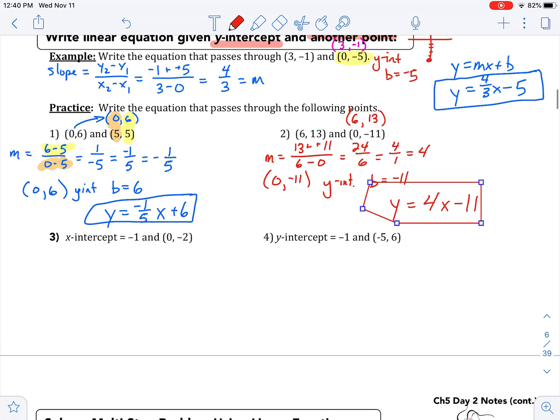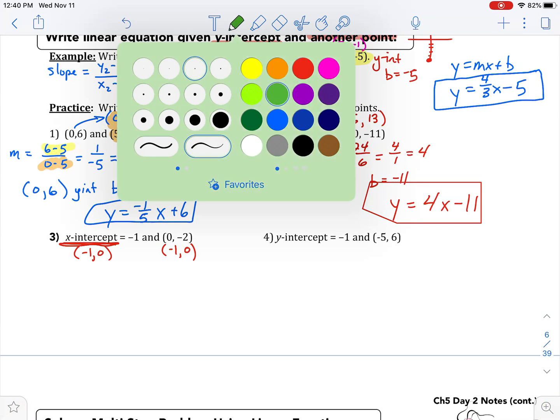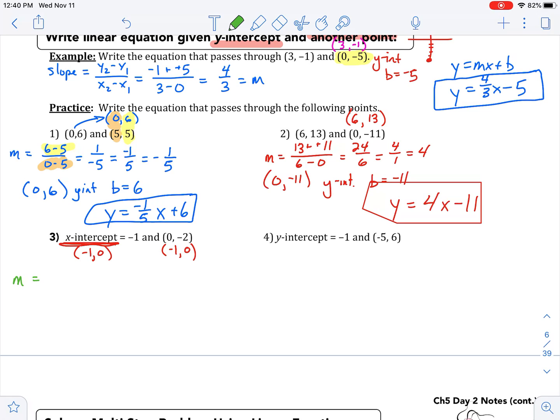As I look at the last two here, again, I do need to recognize that it says the x-intercept is negative 1. Well, if I'd like to write that as a point, that is negative 1 comma 0. So again, I would like to stack these points and work to calculate the slope. Top minus bottom, so negative 2 minus 0 is divided by 0 minus negative 1. That's negative 2 divided by positive 1, which is negative 2.